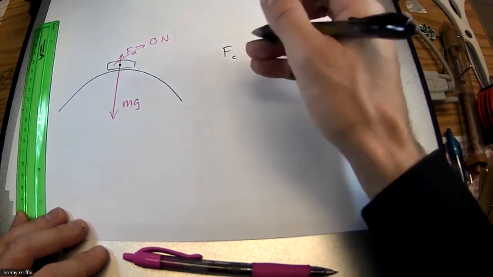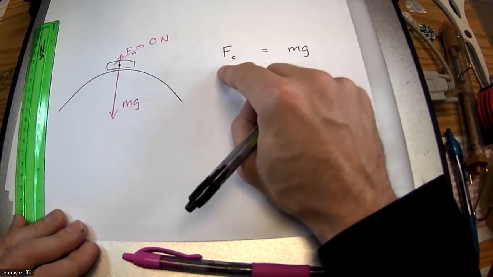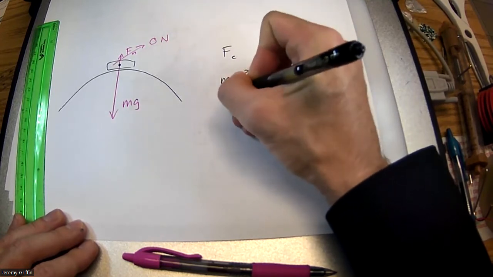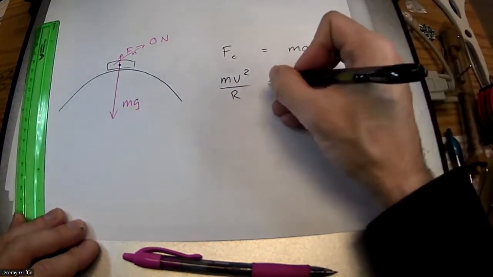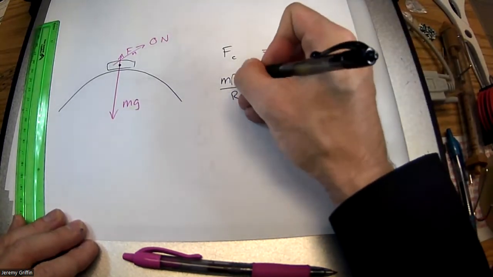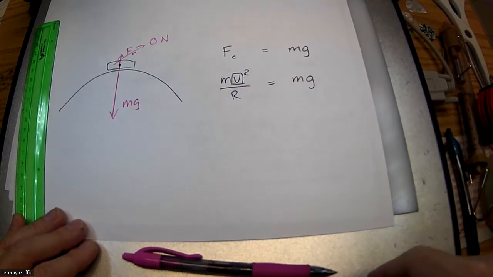All right, but centripetal force. You can either do m omega squared times r, or you could do mv squared divided by r, depending on what you're looking for. So I'm going to do mv squared over r because I'm trying to solve for the linear speed for this to all be true.